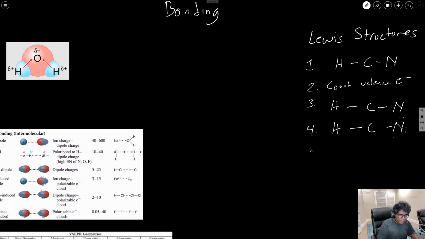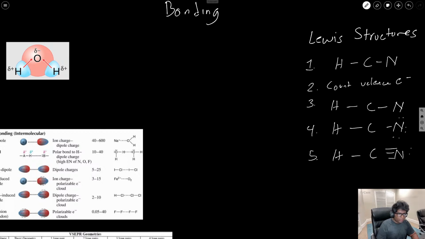And then step 5, we need to place extra electrons on the central atom. So you see that carbon doesn't have its octet filled, right? So we want to get this to 8. The way we do this is we move these 2 lone pairs here so we can fill everything out. And this is actually right. This is exactly what hydrogen cyanide looks like.